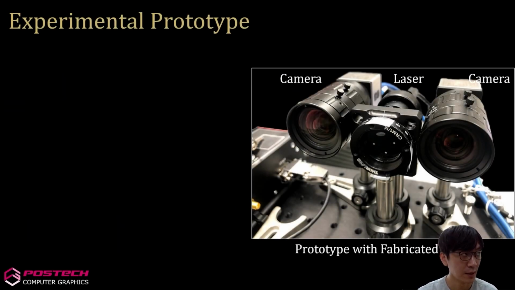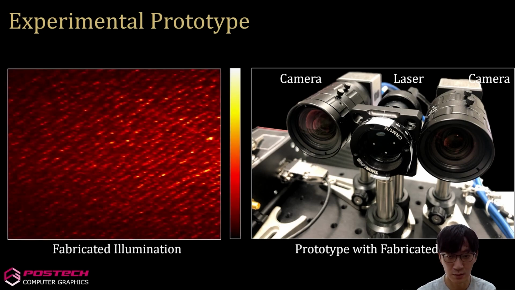So we fabricated the learned DOEs using a photolithography technique and built a prototype system that experimentally produces the polka lines illumination patterns shown on the left. Here we used two NIR stereo cameras and built our illumination module with an NIR laser, collimated light, and also there is the mounting device that holds our fabricated DOEs.